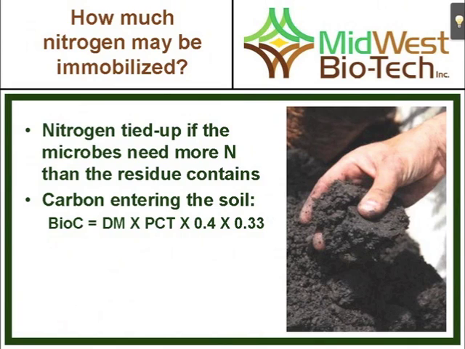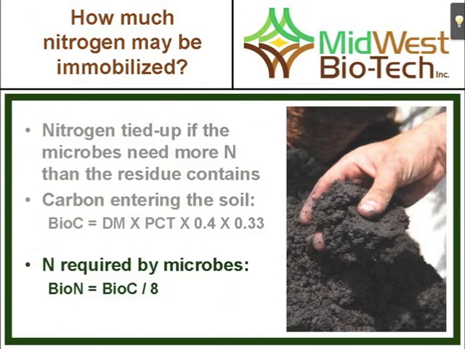40% of the crop residue is carbon. So if I've got 6,000 pounds, 40% of that's carbon. 2/3 is going to be lost. I'm only going to recapture 1/3 of the carbon in the soil, so then I multiply by 1/3. And then once I have the carbon number, I can divide that by 8, because I'm going to need 1 pound of nitrogen for 8 pounds of carbon to multiply and reproduce those microbes and build new ones to help with decay. So that's going to determine the amount of biomass nitrogen required for the decay activity.